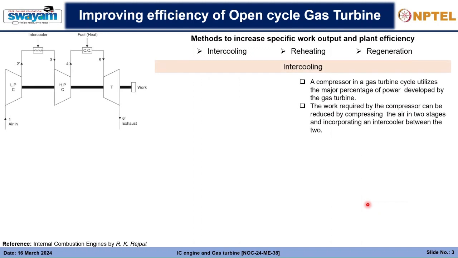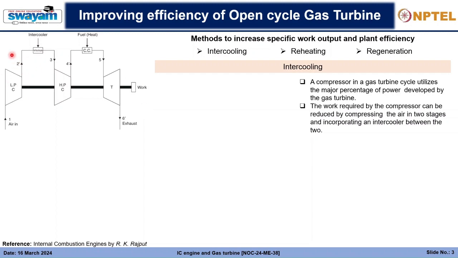So let us first talk about intercooling. The basic motto is that a compressor in a gas turbine utilizes a major percentage of the work developed by the gas turbine, and the work required by the compressor can be reduced by compressing the air in two stages and incorporating an intercooler between the two. Since the net work is affected by the work which is consumed in driving the compressor, if we can reduce that work, then our net work output will be increased.